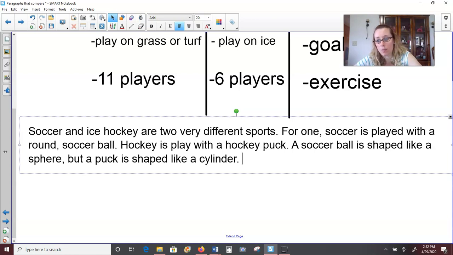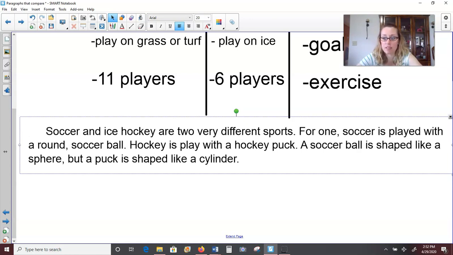Now I do need to go back and indent my first sentence here. So I pushed it in a little bit. So I said soccer and ice hockey are two very different sports. For one, soccer is played with a round soccer ball. Hockey is played with a hockey puck. A soccer ball is shaped like a sphere, but a puck is shaped like a cylinder. So that gets rid of my first detail on how the two are different. The second one we came up with was how soccer is played on grass or turf and hockey is played on ice, hockey that is.